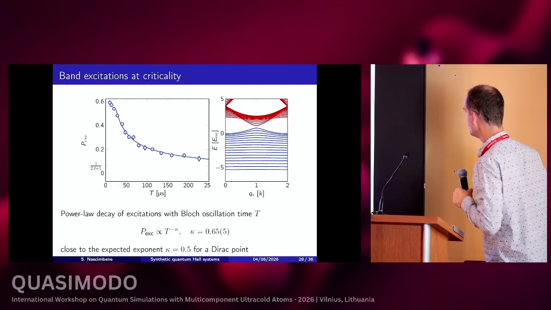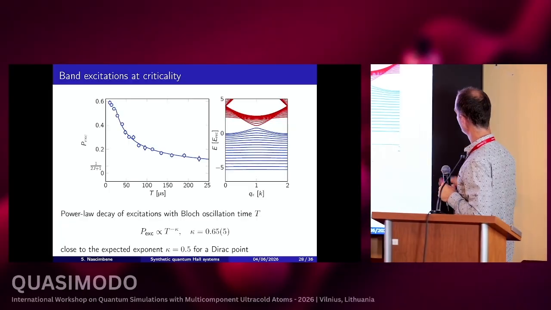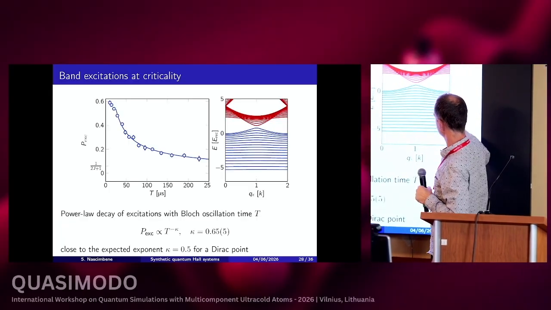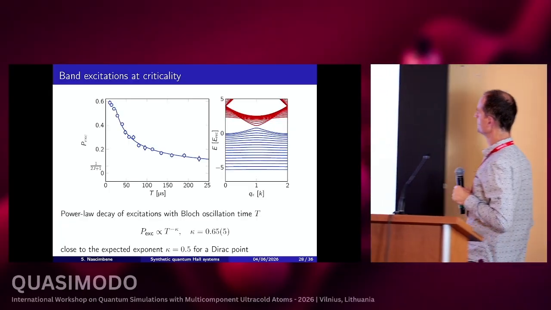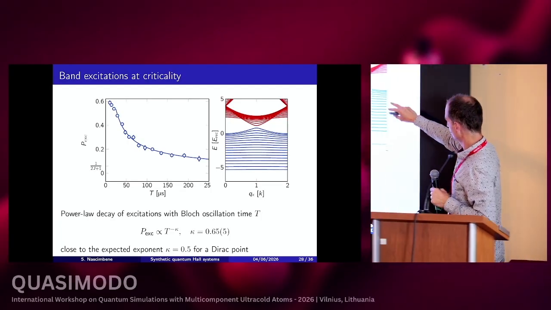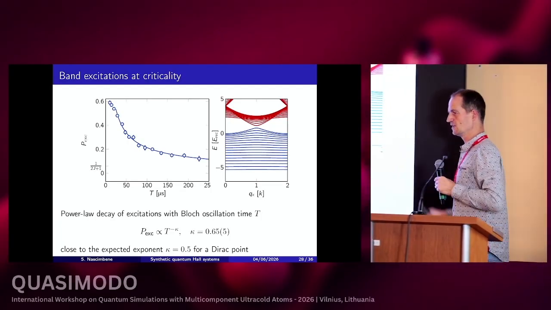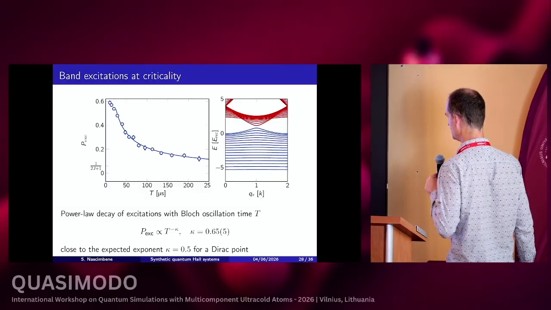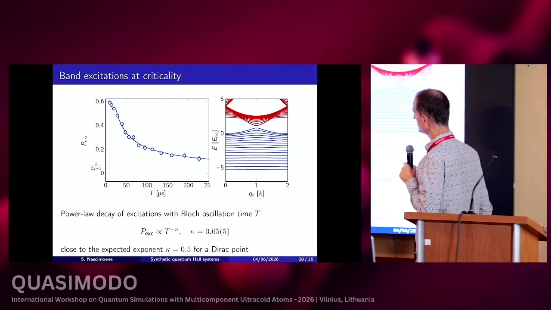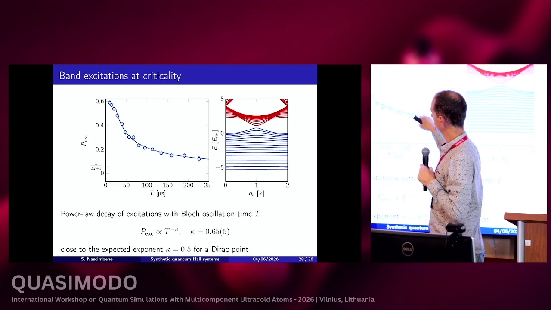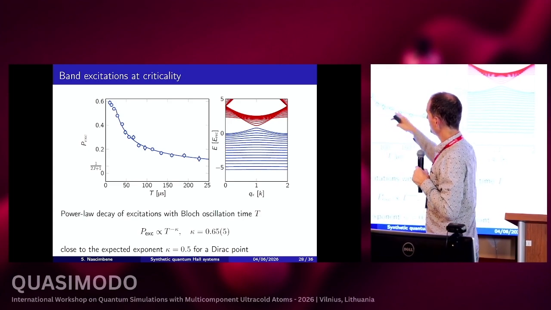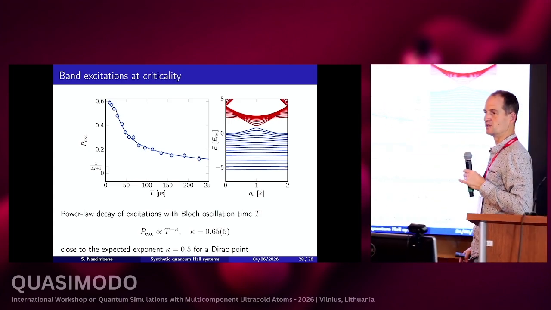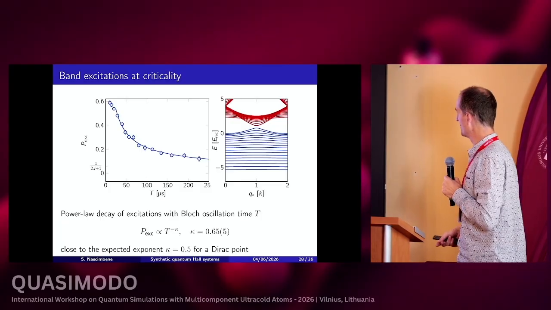And finally, when we are at the critical point, this is the dispersion relation that we expect. You see that there is almost no gap, only one due to the finite size of the synthetic dimension. And the signature of that is that the decay of the excitation becomes algebraic, which is typical of a gapless structure.